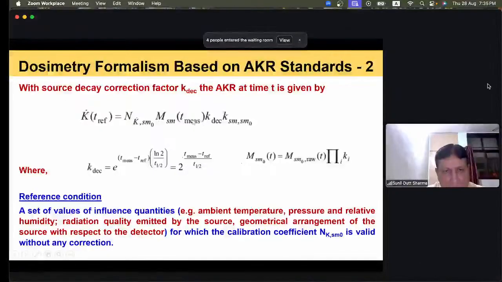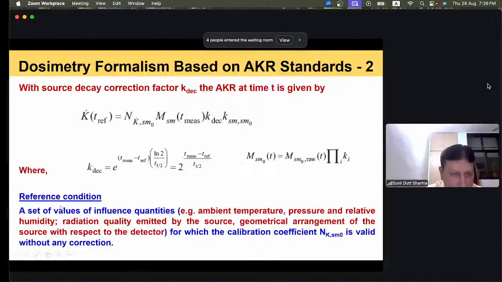Secondly, the meter reading is the corrected meter reading. So it incorporates a variety of correction factors, which I will tell you in the subsequent discussion. Now, what is the reference condition for measurement of the source strength recommended by this report?